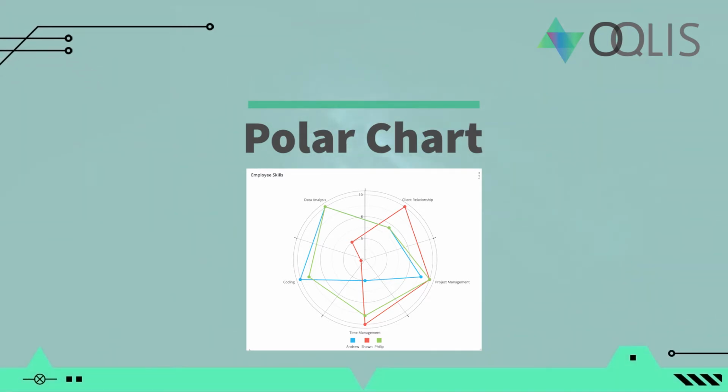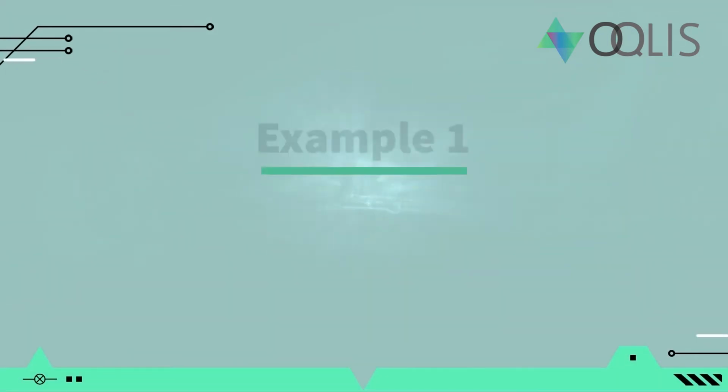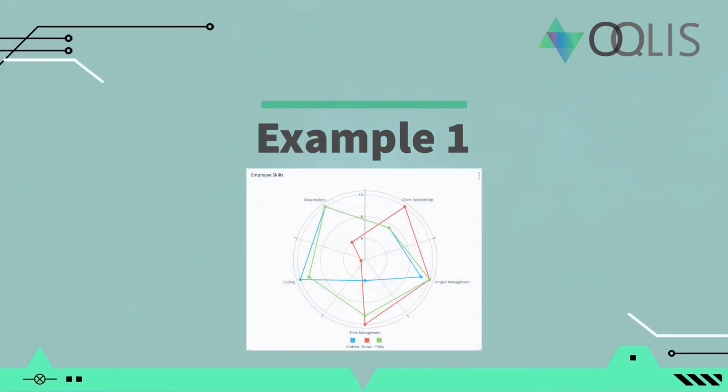So let's have a look at a few examples. In our first example, we have a polar chart showing employee skill levels across key areas of a business. There are many different styles when using a polar chart, and in this example, we are using a line chart style. At a glance, you can easily see that Andrew is more inclined to the technical aspects of the business, whilst Sean's expertise is far greater towards the business aspects. Lastly, Philip is well-rounded and can perform comfortably across all aspects of the business.